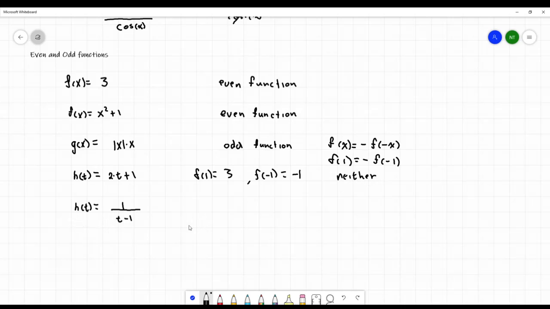Let's look at this. Same thing. Let's plug in 2 here. F of 2 is equal to 1, and f of minus 2 is equal to minus 1/3. So this function is also neither. It's neither odd or even. Okay? So let's look at the continuation of this problem.